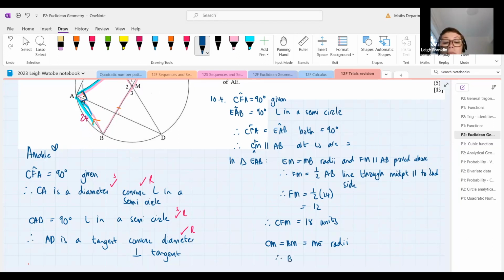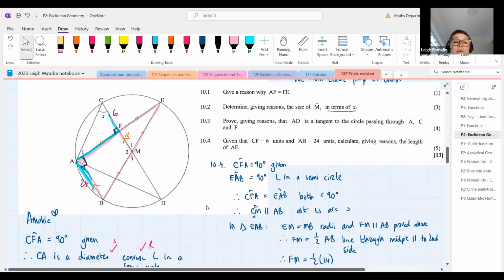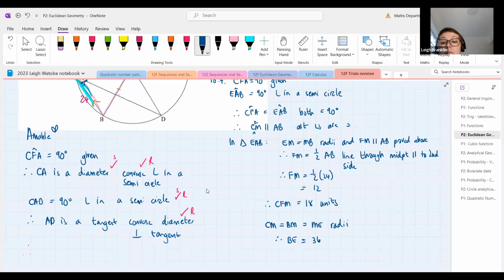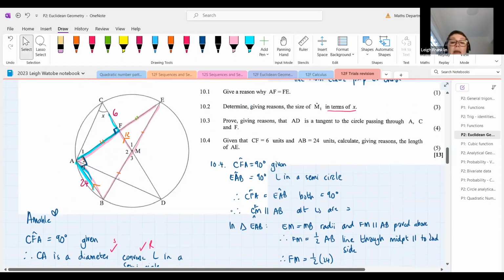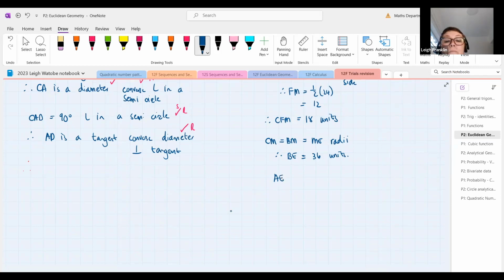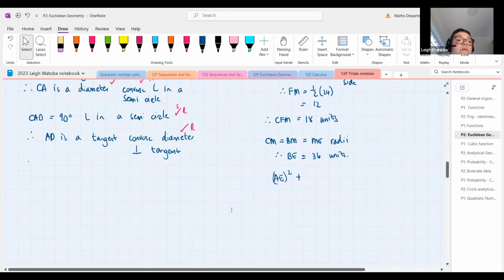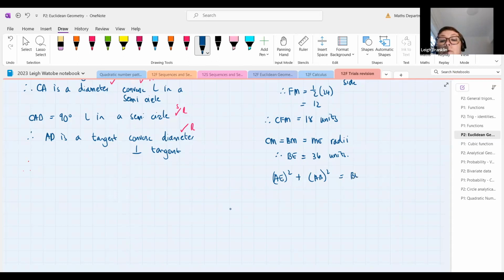So that means that BE, which will be the diameter, will be 36 units. Okay, and now I can do the theorem of Pythagoras. So AE squared plus AB squared will be equal to BE squared because of Pythagoras. So AE squared plus AB, they told us, was 24. We've calculated that BE is 36.